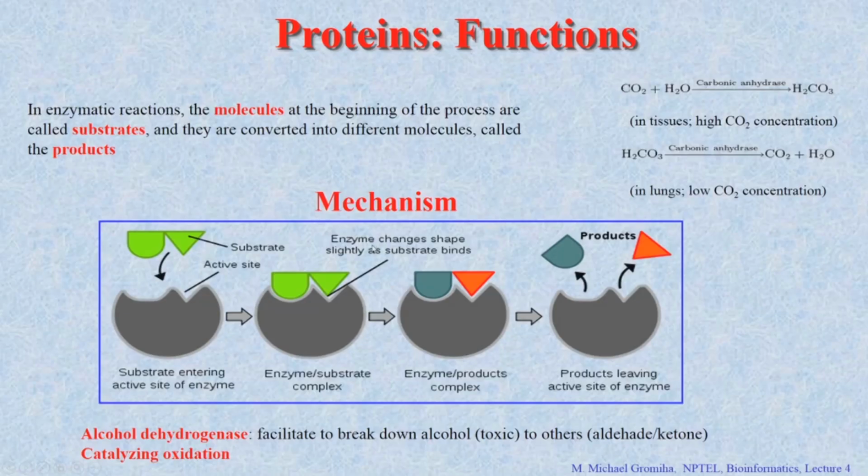Then in enzymatic reactions, the molecules at the beginning of the process are called substrates. Here you can see the molecules at the beginning of the process, they are called substrates, and this is a protein, right. The ones which are converted to different molecules are called products. You can see the products here, right.